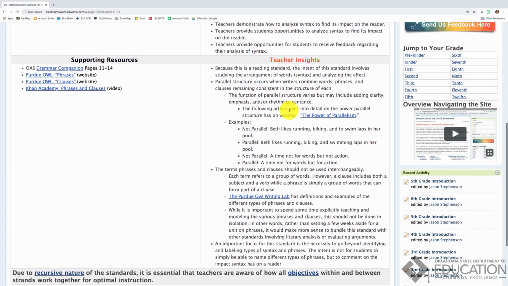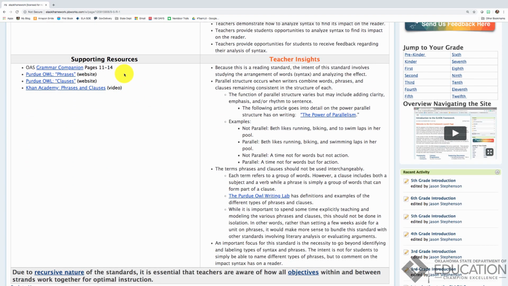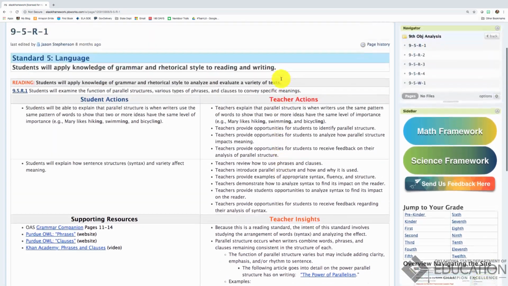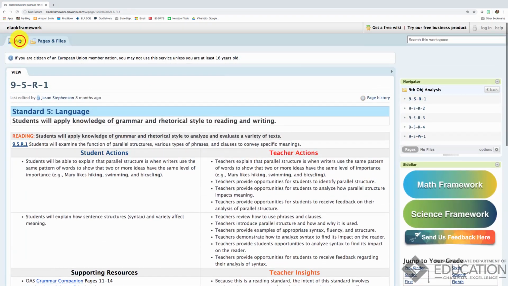In supporting resources, there are websites, videos, and more connected to the objective for deeper understanding. Finally, in teacher insights, there are definitions, explanations, and tips connected to key terms and ideas from the objective. Let's go back to the home page by clicking the wiki button.